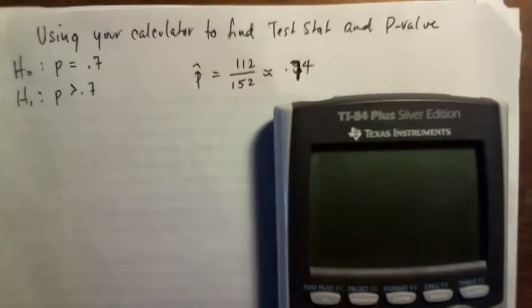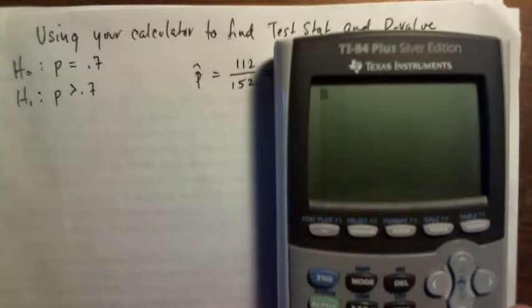Our calculator is programmed to find the test statistic and the p-value very nicely and easily for us, but we just have to do some decision making in order to make that happen. One more time, we've got the null hypothesis p is equal to 0.7. The alternative hypothesis p is greater than 0.7. And p hat in this case is equal to 112 over 152, or 0.74. Is that enough evidence? So we hit stats.